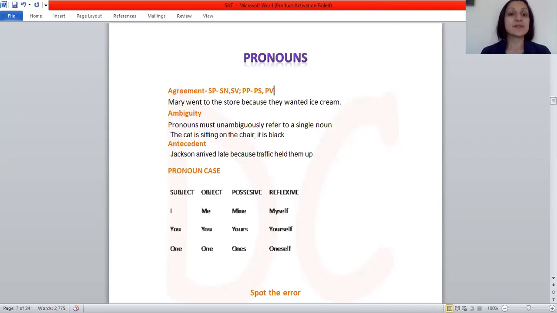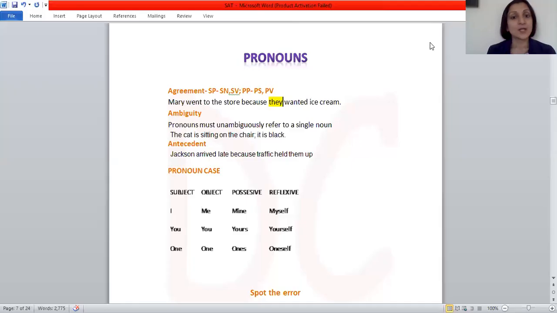For example, the sentence here says, Mary went to the store because they wanted ice cream. So who is this they? As a spoken English person, I would probably say somebody was asking for ice cream, so they means some plural person. But that's not what we have to assume. We will not make any assumption in our pronoun rule or anywhere in the SAT. Mary went to the store because she wanted ice cream. So we're going to look for she in this case.